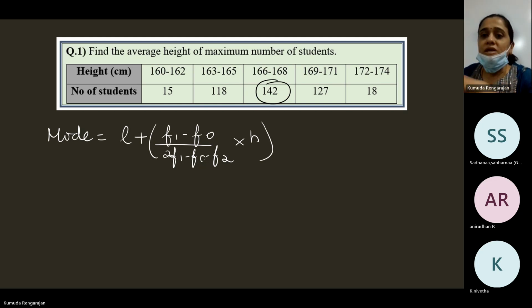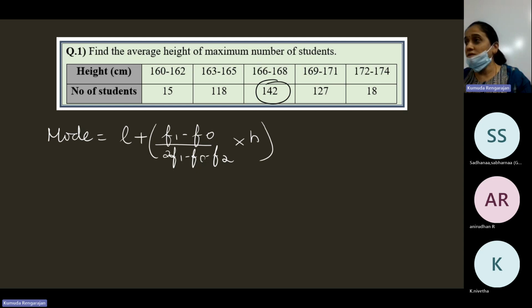So to find mode, you don't need any extra column. Just the class intervals and the frequency column. And with the help of the formula, you can find mode. For median, one new column, which is the cumulative frequency column, right? Okay, so this is the formula.